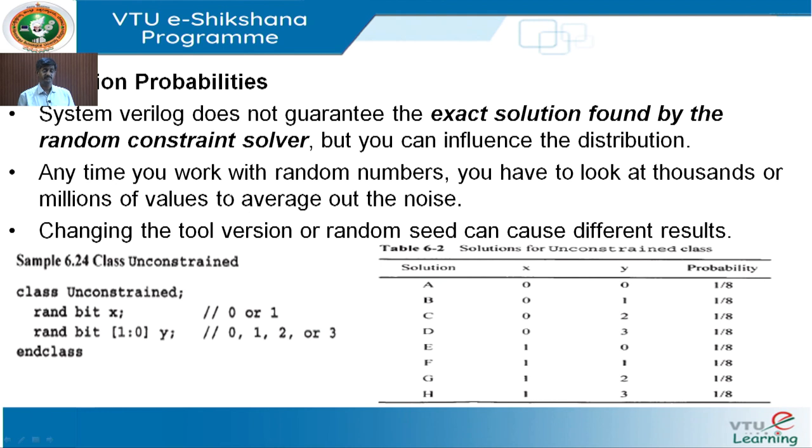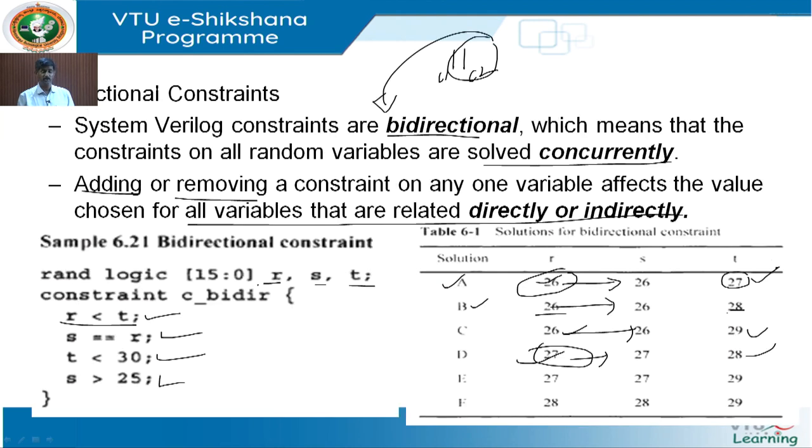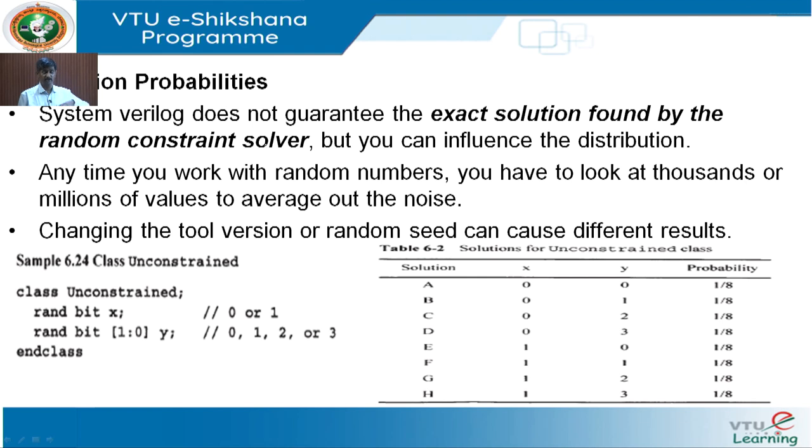Solution probabilities, what I am looking at here, see now all these things. What is the exact solution found by the random constraint solver? It may not be guaranteed to be a correct solution to you, but it is a probabilistic solution which is given to you. But you can influence the distribution, you can change the distribution to give out a similar solution, so it may not be exactly the same solution, it is a similar solution.